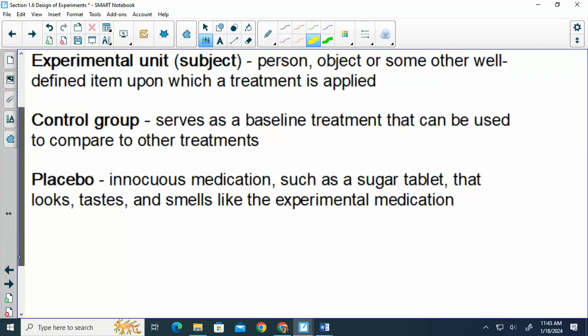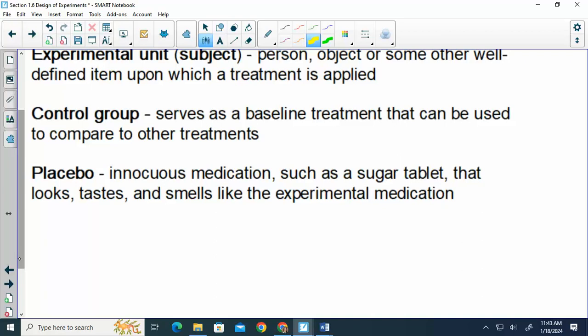A placebo, you guys have probably heard of that. Usually that's used in medical trials. If you want to see if a new medication works, you might have a placebo, which is just like a sugar tablet. It doesn't do anything. But that way we can measure, did you actually get healthy because the medication was working, or were you healthier because you thought you were taking something that would make you better? So it eliminates that mental component to it. All right, any questions about those terms? Okay.